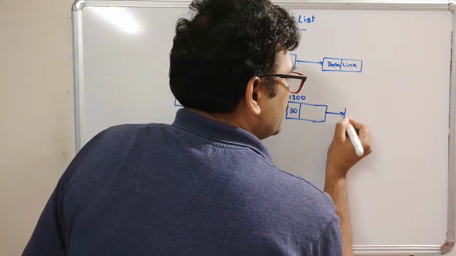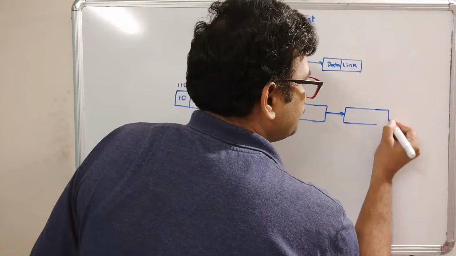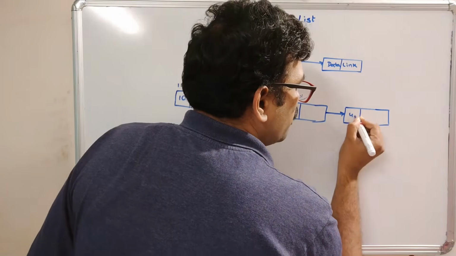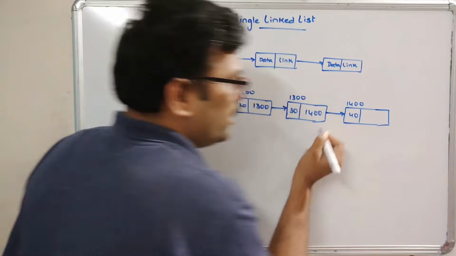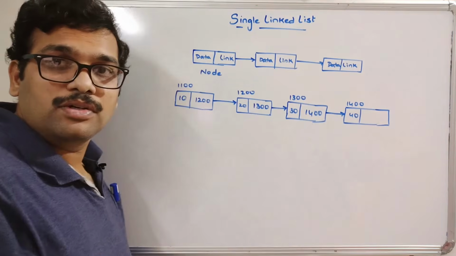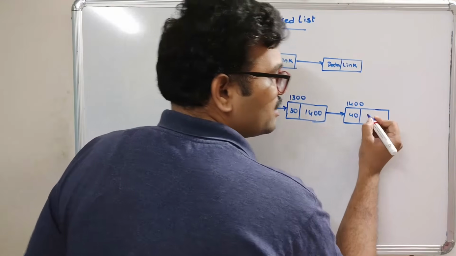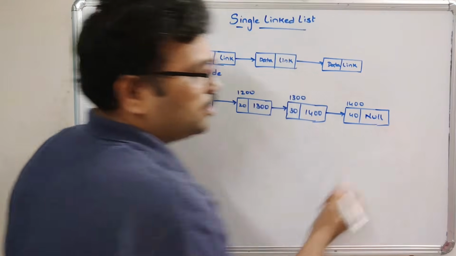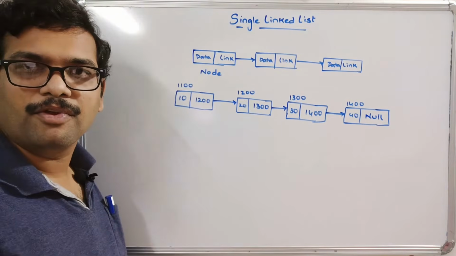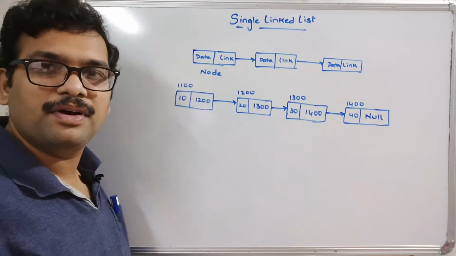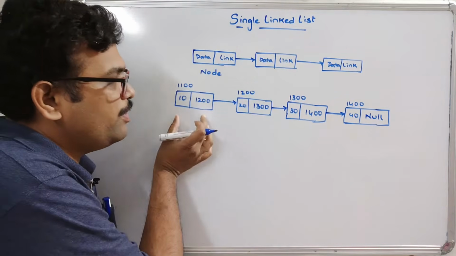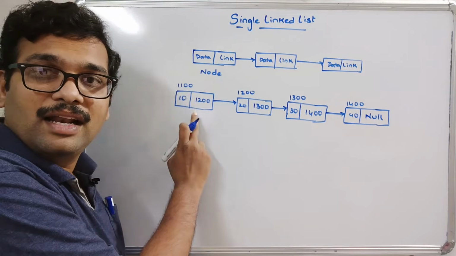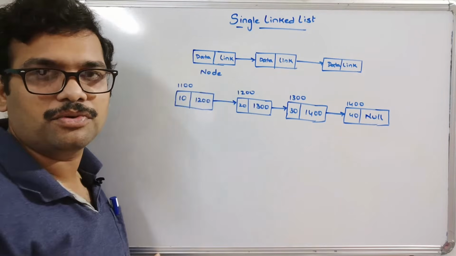And again we'll take a fourth node with 40. 1400 is the address and that will be stored here, and this is the last node. If it is the last node, the address will be null, so there will be no address pointing. So this is the normal structure for a node. This is a single linked list, where every node has a single link, and the link is the address of the next node.